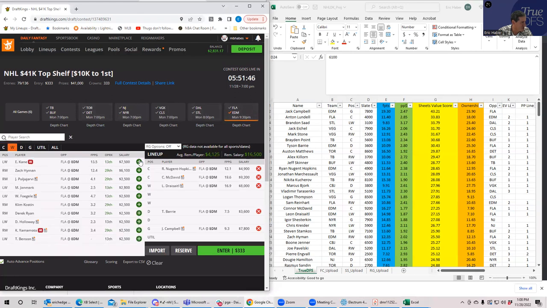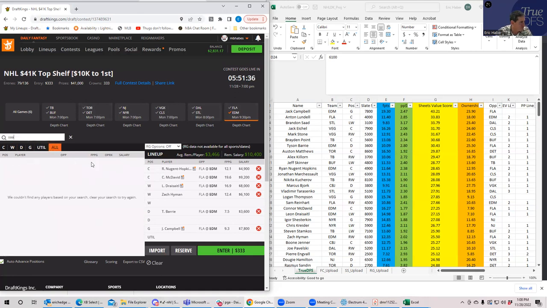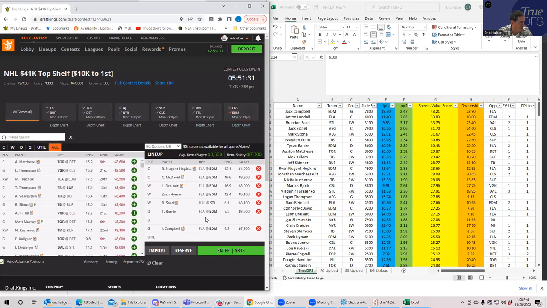McDavid, Draisaitl, Hyman. Yeah, I mean, you could do this. You could absolutely do this. Because once again, you have that Sod at 3,100. It's not easy, you know, but look, you have Killorn. Remember him at 3,700? He could be a decent one-off.